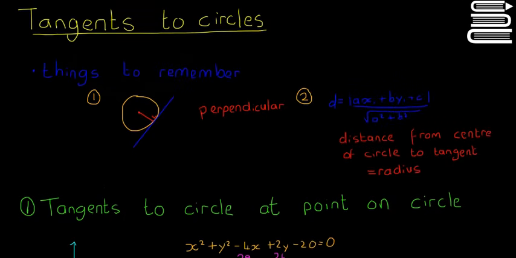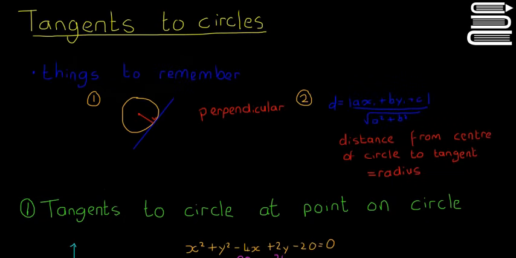Next time we're going to be looking at more tangents to circles. We're going to be looking at tangents to circles, but we're given a point on the outside of the circle. So we're given a point here, and we have to find the 2 possible tangents that can go to the circle. Alright, so we'll see you then anyway.